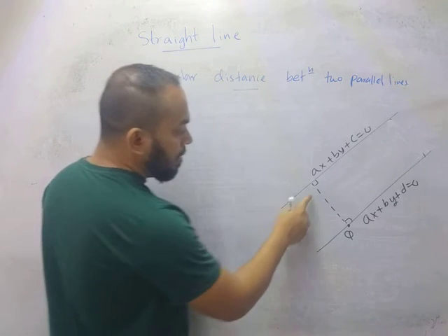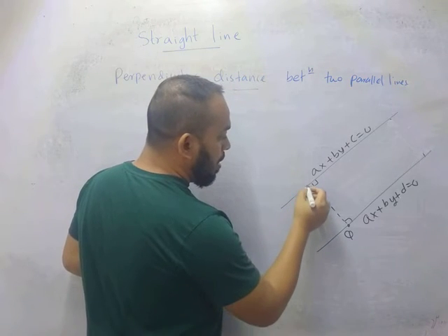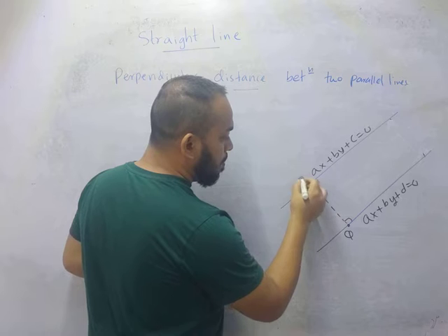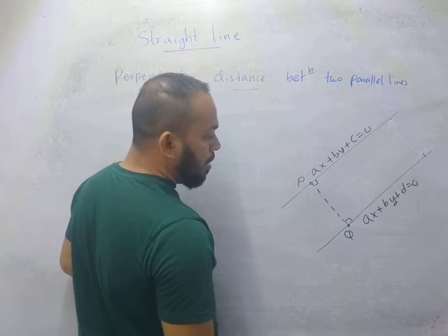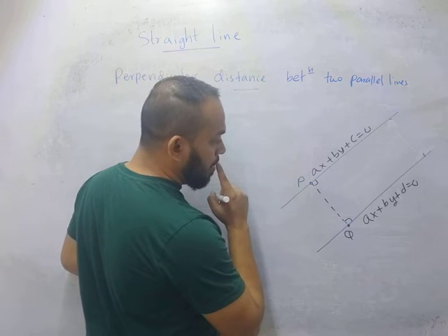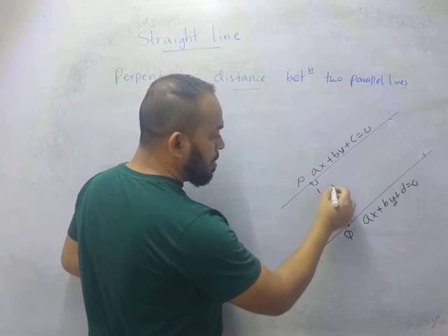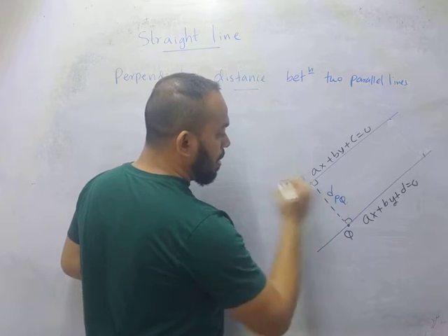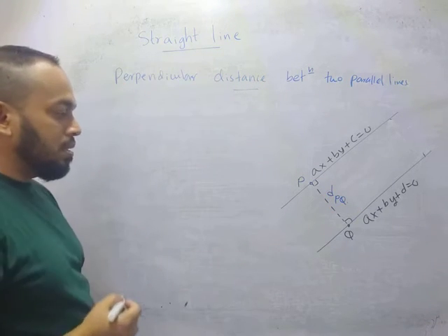Now we need this distance. Let's say this is point P and this is point Q. How do you get this distance? Say distance dpq. dpq is the distance.